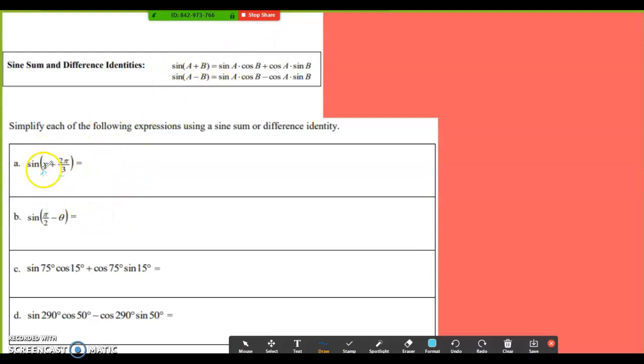So here we go. X is going to be my angle A, and 2 pi over 3 is going to be my angle B. And I'll just substitute those angles into our identity formula. So I will have the sine of x times the cosine of 2 pi over 3 plus the cosine of x times the sine of 2 pi over 3.